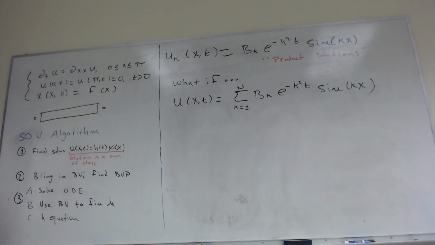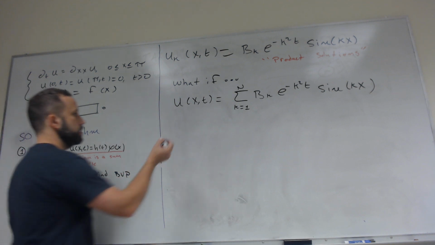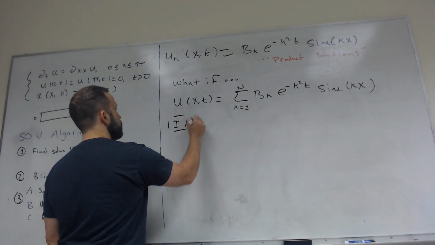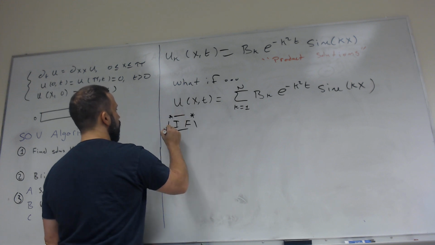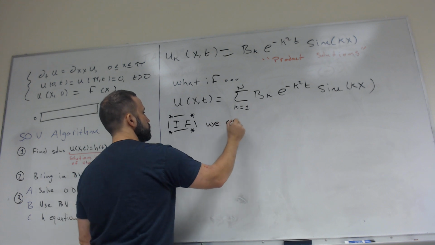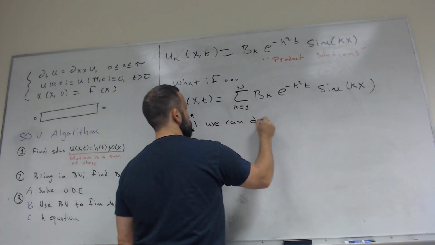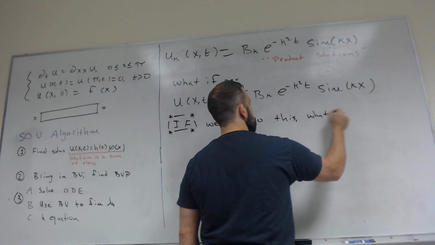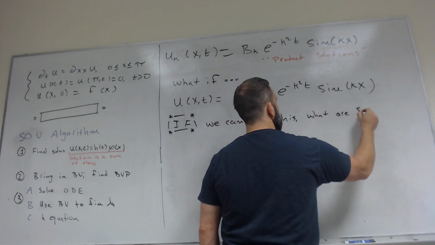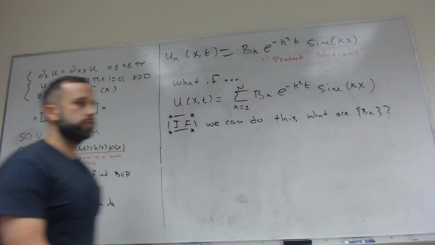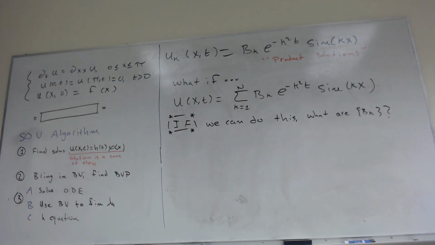So let's ask ourselves a question. If we can do this, big if, we haven't explained why we can do this, what are the b_k equal to?